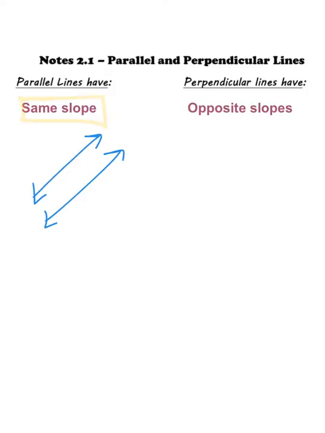To give you an example, if I said the top line had a slope of, let's say, 2, that means it's going up 2 and over 1. The bottom line would be moving at that same rate of up 2 and over 1. So they have the exact same slope.